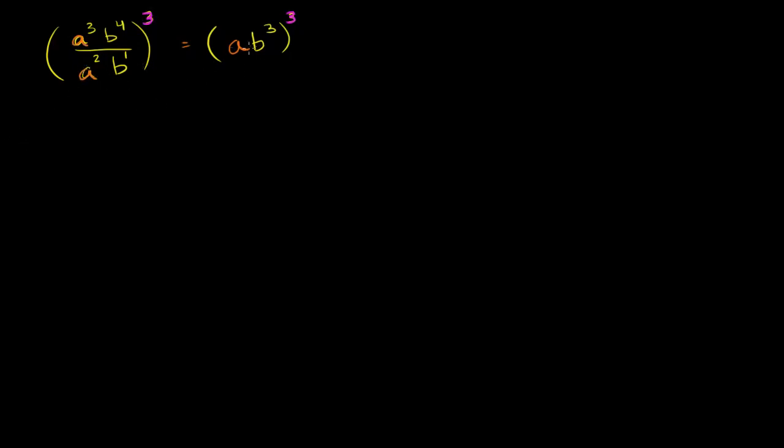And now we can use the property that when you multiply something and take it to the third power, that's equivalent of taking each of these to the third power. This is equal to a to the third power times b to the third to the third power. And then this is going to be equal to a to the third power. That's just a to the third right there. And then what is this? Times b to the 3 times 3 power, times b to the ninth. And we would have simplified this about as far as you can go.